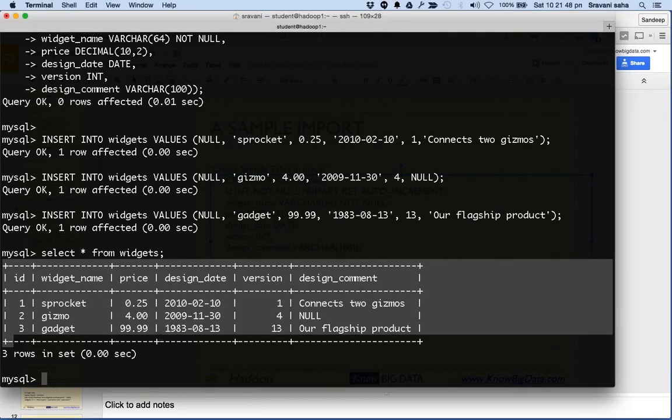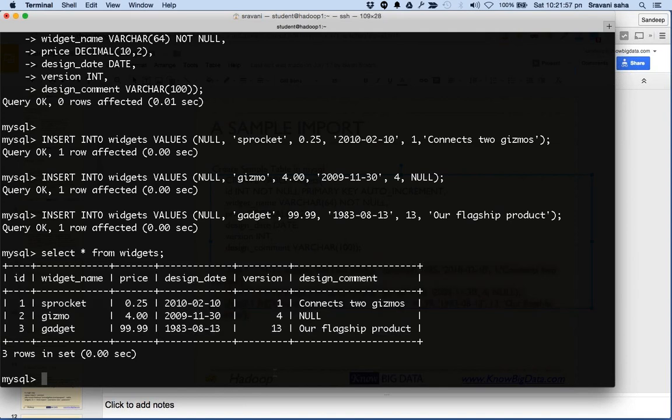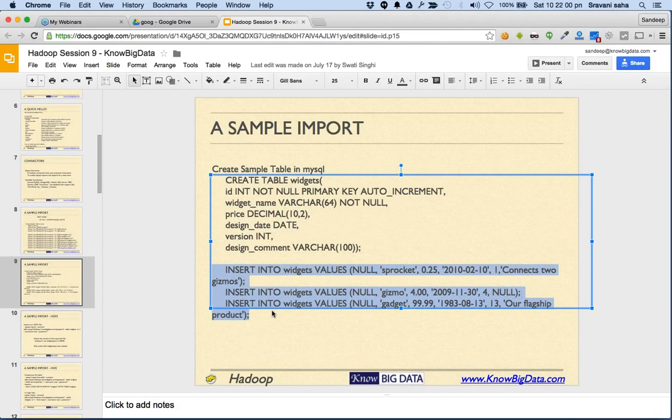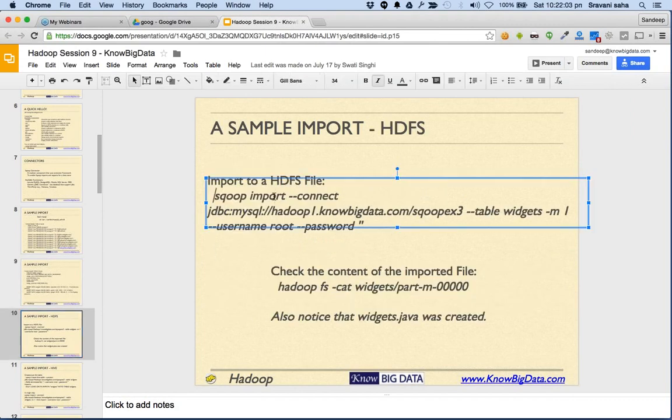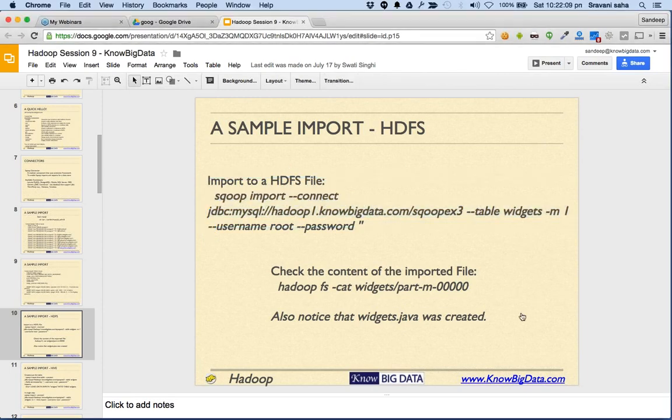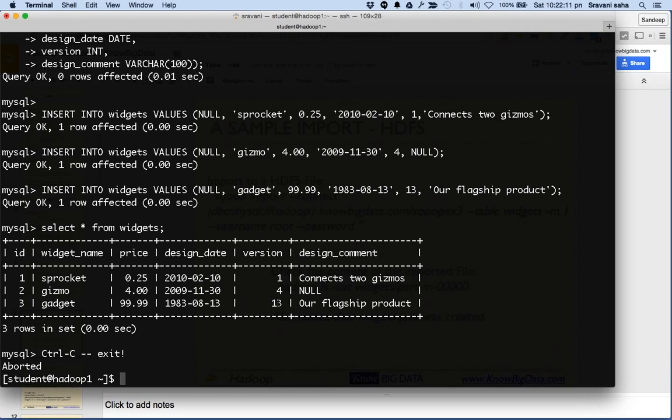Okay, everybody with me? Right now we are in MySQL. We created a table called widgets. It has 3 rows and how many columns? 6 columns. Okay, we are trying to import it into HDFS. All right. Now let's try to import it. But before that, let's try to delete our table from our older data.